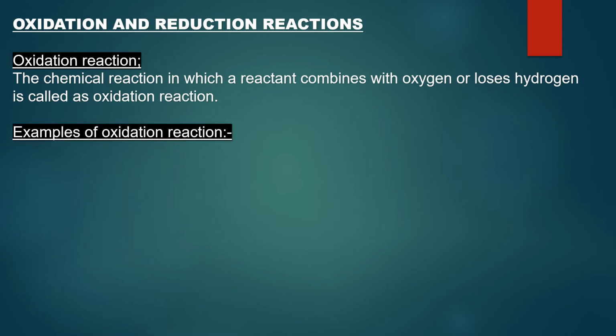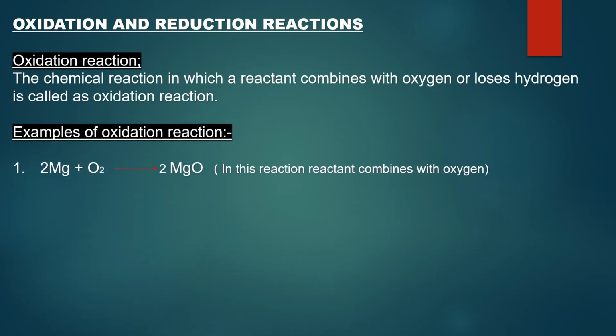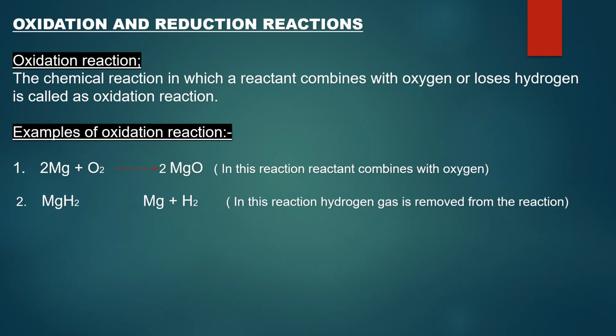Examples of oxidation reaction. First one, 2Mg plus O2 gives 2MgO: magnesium plus oxygen gives magnesium oxide. In this reaction, the reactant combines with oxygen. So when it combines with oxygen, it is known as an oxidation reaction. Next one, in this reaction, hydrogen gas is removed from the reaction. You can see H2 being removed from the reaction, so it is also known as an oxidation reaction.